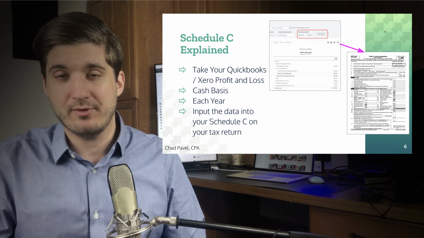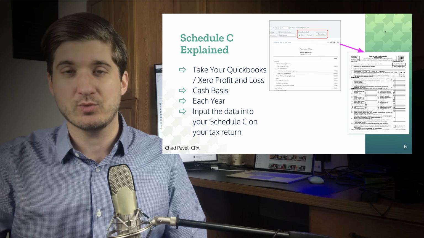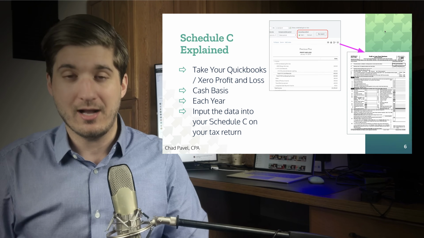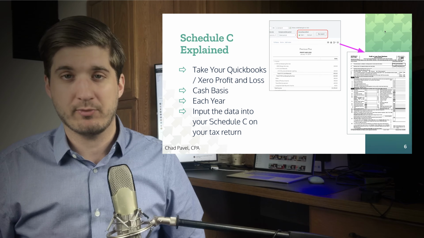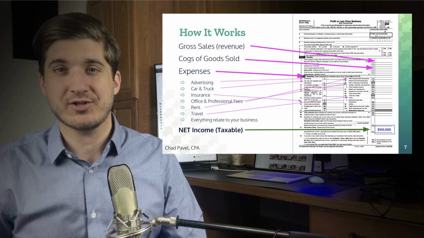And then you're going to input that information, your revenue and all of the various expenses, into your Schedule C, which is again your net income and loss from a business schedule. Or you simply hand your profit and loss to your accountant and he or she will prepare your taxes for you. Here's a little more detail in how a Schedule C is actually prepared.